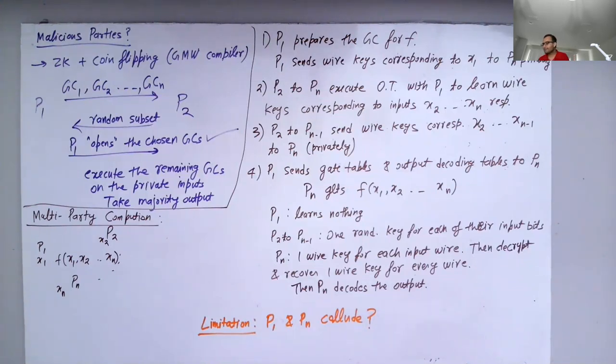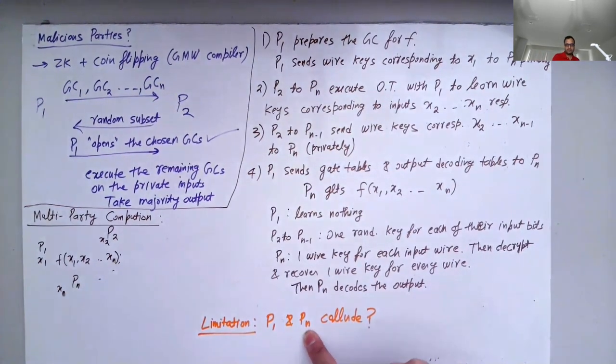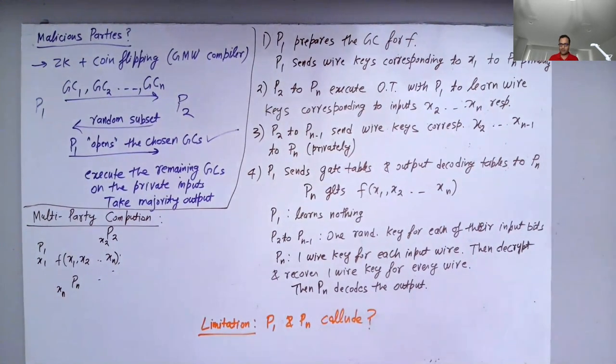And why? So there are multiple yeses in the chat, but how? Yeah, Pn can send the keys to P1, and learn the input of P2 to Pn minus 1. Yeah, very good. So for example, let's look at the party P2, right? Party P2 got the wire key corresponding to his input X2. And that was sent to Pn. So Pn doesn't know what this wire key corresponds to, which bit. But P1 knows, right? Because P1 is the party who constructed the whole garbled circuit. P1 exactly knows which wire key corresponds to which bit.